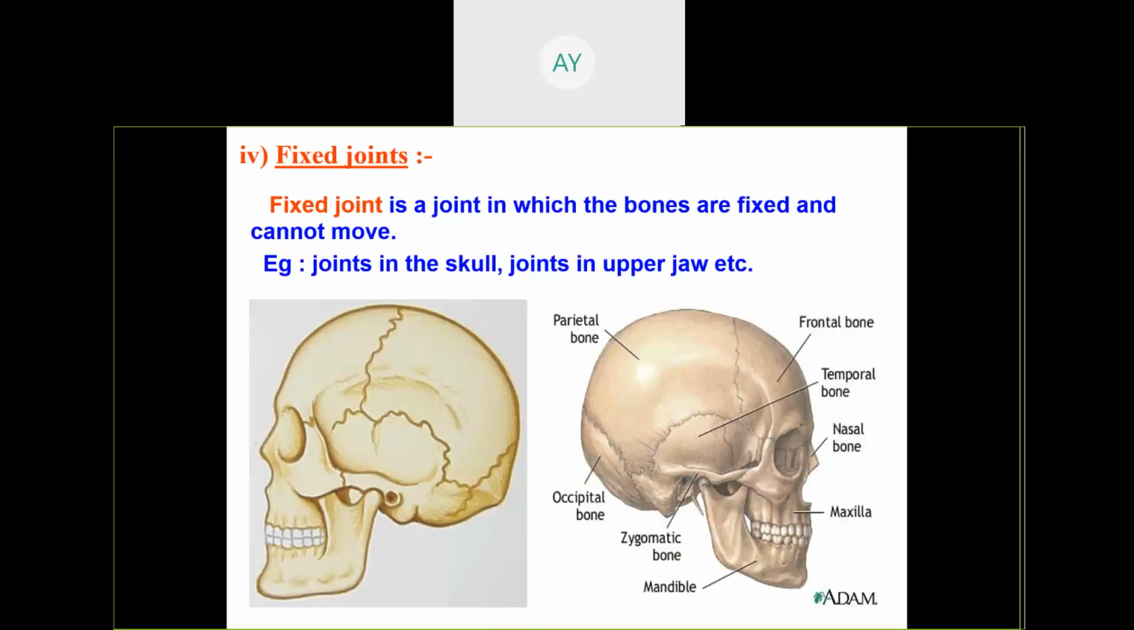There is no movement at all. Zero movement occurs in the case of a fixed joint. Where is a fixed joint present? You have to remember the examples, minimum two examples of each type of joint.